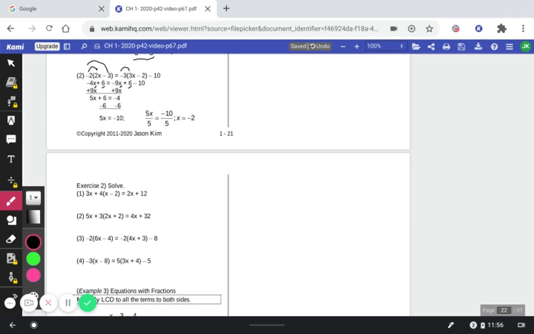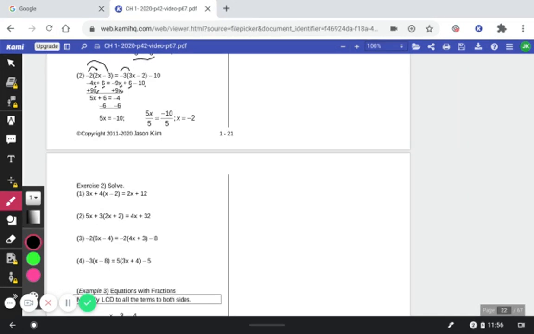Minus 10. And then you have x on the left side of the equal sign and x on the right side of the equal sign. You move the smaller value of x. Now, which one is the smaller one? Negative 9 or negative 4? Yes, negative 9 is smaller because it's farther away from 0. So to remove negative 9x, you add 9x on both sides.